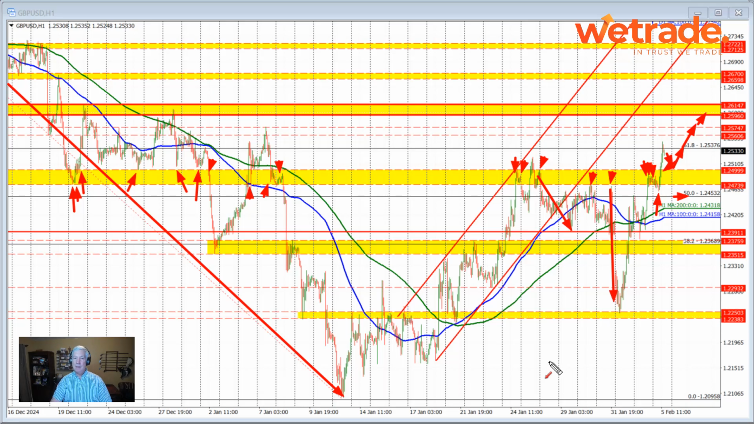So there you have it. Dollar selling to start the U.S. trading day. Breaks above some key technical levels. So be aware, be prepared.